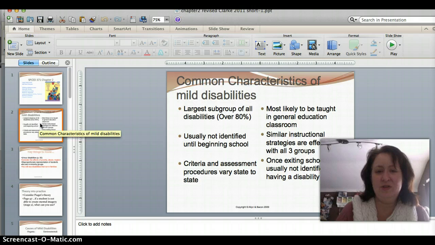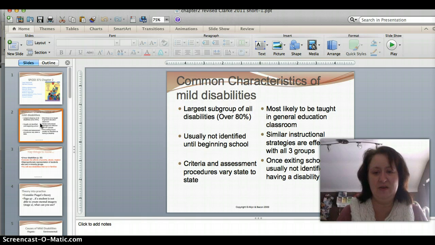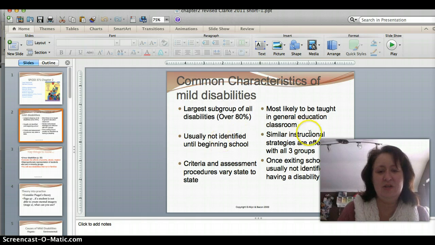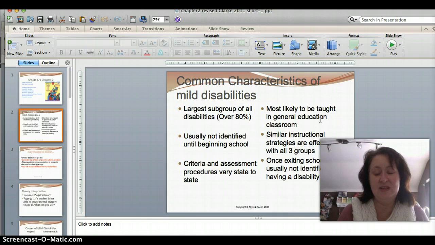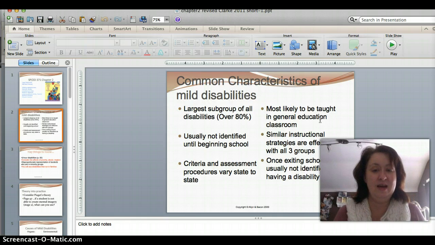When we look at Chapter 2 and look at some of those common characteristics of kids with mild disability, we already looked at the diagrams that showed us that most kids with disabilities fall under that mild category. And I think we talked a little bit in class that while those labels can help us understand some basic characteristics of kids with a disability category like the student that we are working with, know that there are very similar instructional strategies that are effective across multiple groups of students.